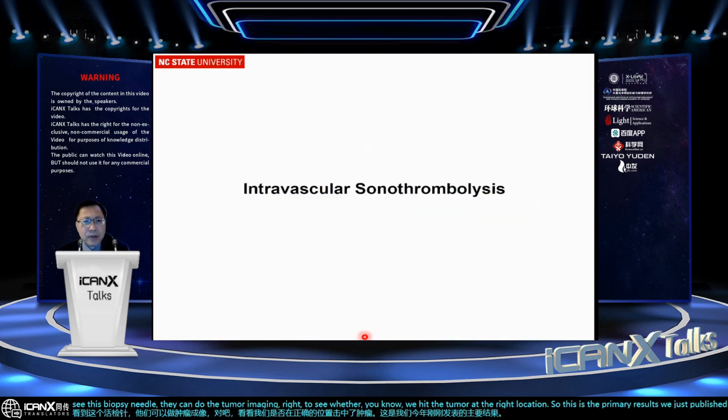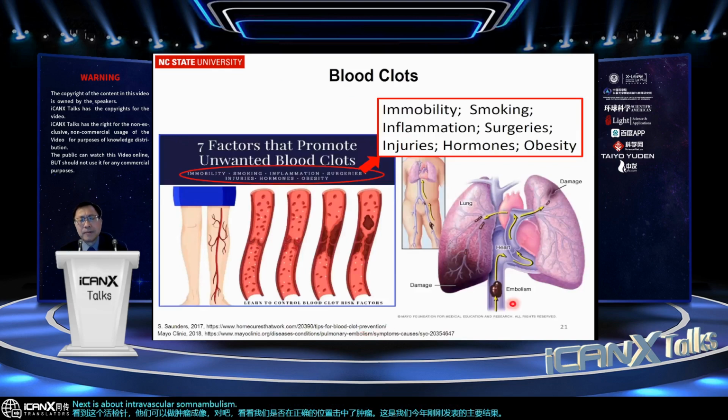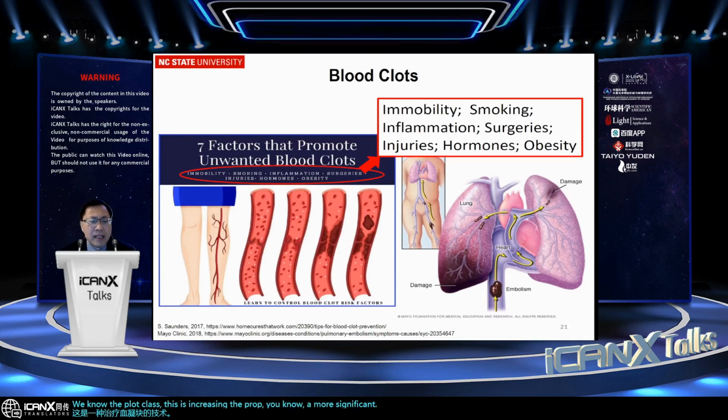Next is about intravascular sonothrombolysis. Sonothrombolysis is a technique to treat blood clots. Blood clots are an increasingly significant problem, especially post-COVID-19. Blood clots bother more people than ever. From this clinic website, we know there are 7 factors that promote unwanted blood clots. We don't want them, right?